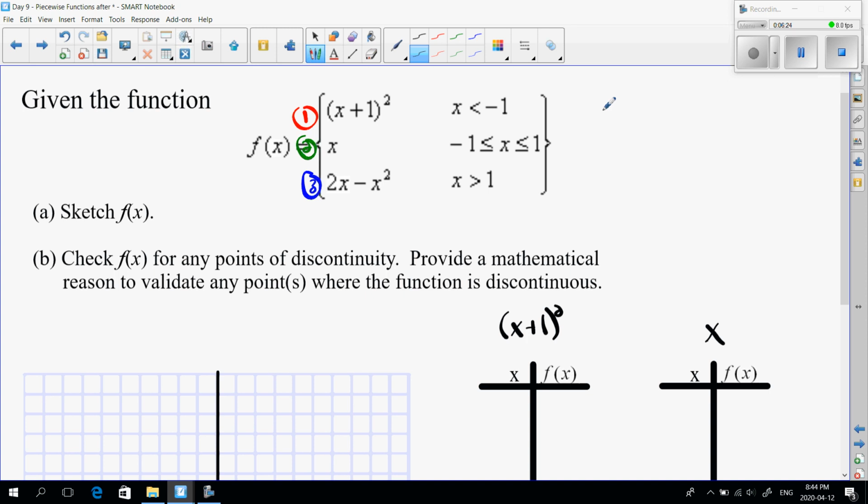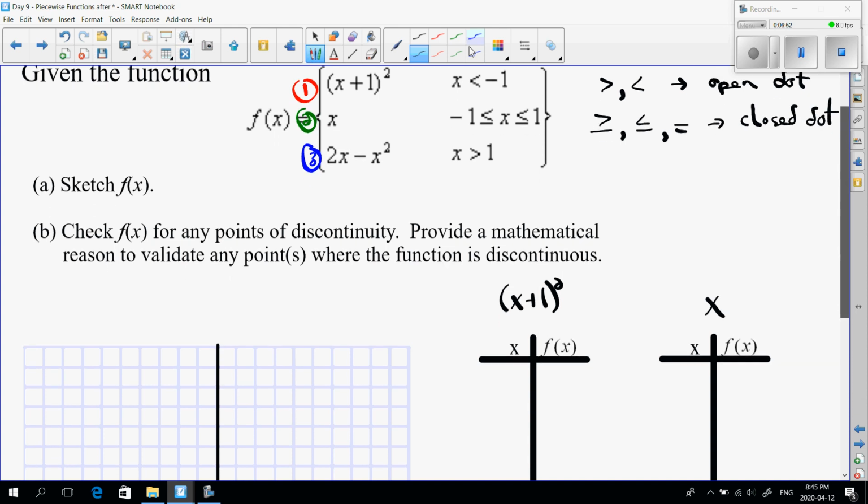In yesterday's video, we were talking about when to draw open dots and closed dots. The rule is this: if you have a greater than or a less than, you need to draw an open dot. If you have a greater than or equal to, a less than or equal to, or an equal sign, you use a closed dot.